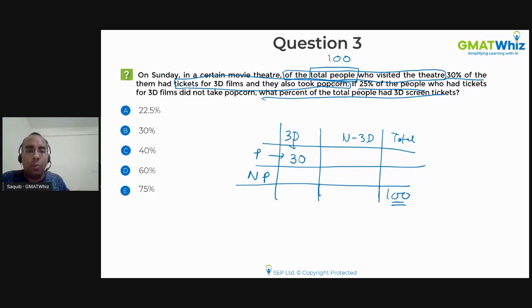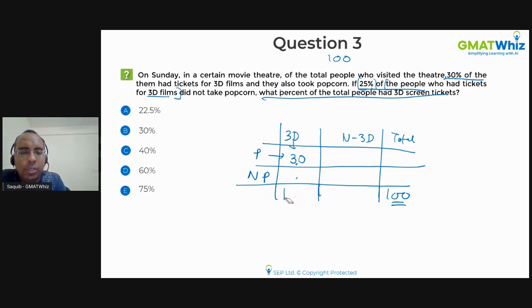Okay, now the second information. I've scribbled a lot, so let me remove this a bit. The second information is if 25% of the people who had tickets for 3D films, let me just pause here. 25% of what? Of the people who had 3D tickets. Now notice this is the part which represents all of them, because I'll add these two values. This represents all of them who have 3D tickets, right? But I don't know this value.